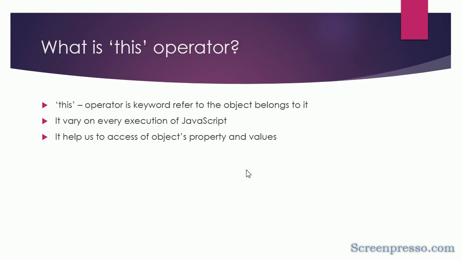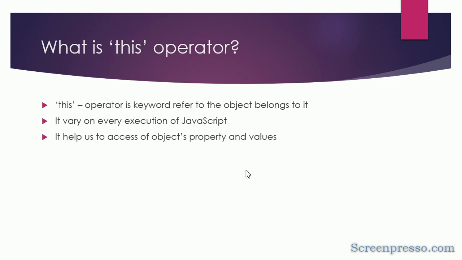What is the this operator? This is a keyword that refers to the object it belongs to. It varies on every execution of JavaScript. It helps us access the object's properties and values. If you think about an object, it has certain properties like key value pairs, also functions, and some specific features. So this refers to what belongs to it.